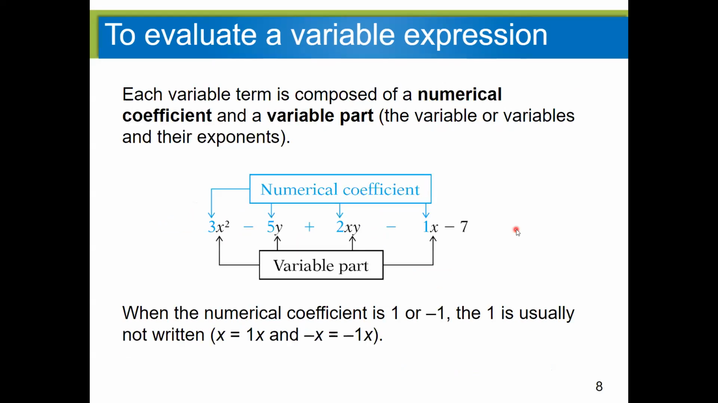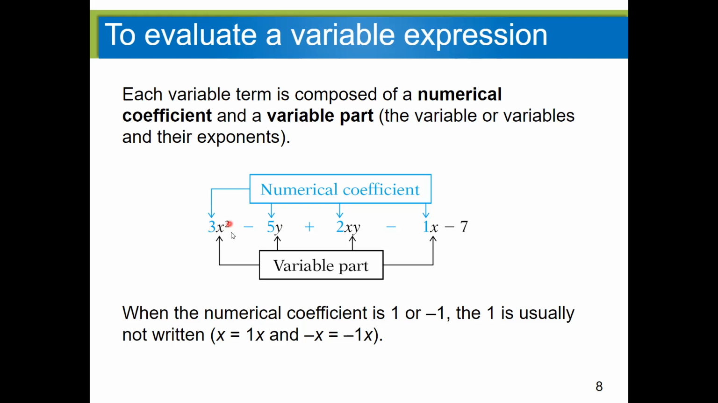Within those variable terms, we have what we call numerical coefficients, or the numbers, and variable parts, or the letters, right? The 3 here is the number that means 3 times. Hopefully you remember from last chapter when a number and letter are touching each other, butted up next to each other with no symbols in between them, that implies multiplication.